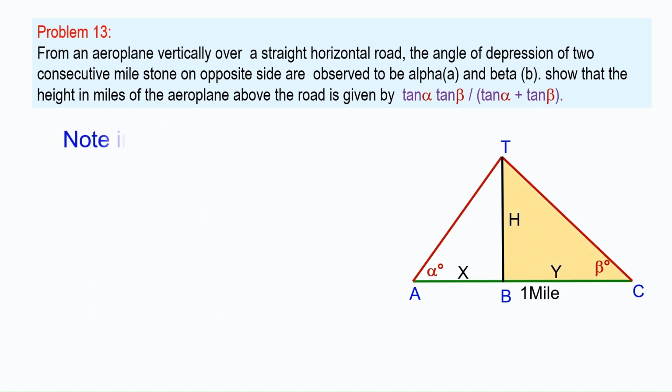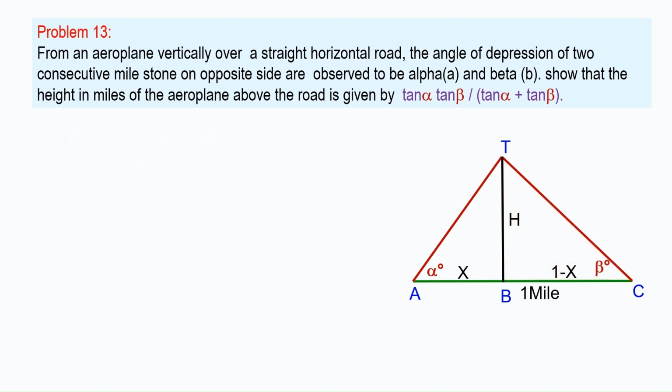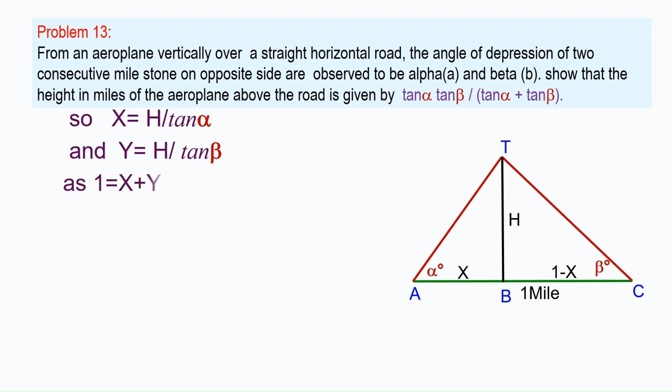Now in the triangle TBC, tangent of the angle TCB equals TB divided by BC, or tangent of beta equals h divided by y, or y equals h divided by tangent of beta. So x equals h divided by tangent of alpha and y equals h divided by tangent of beta.